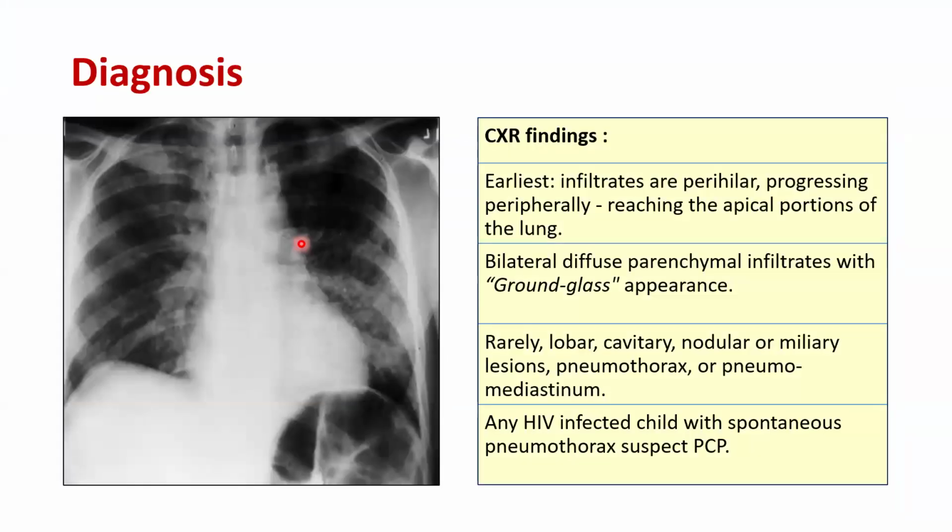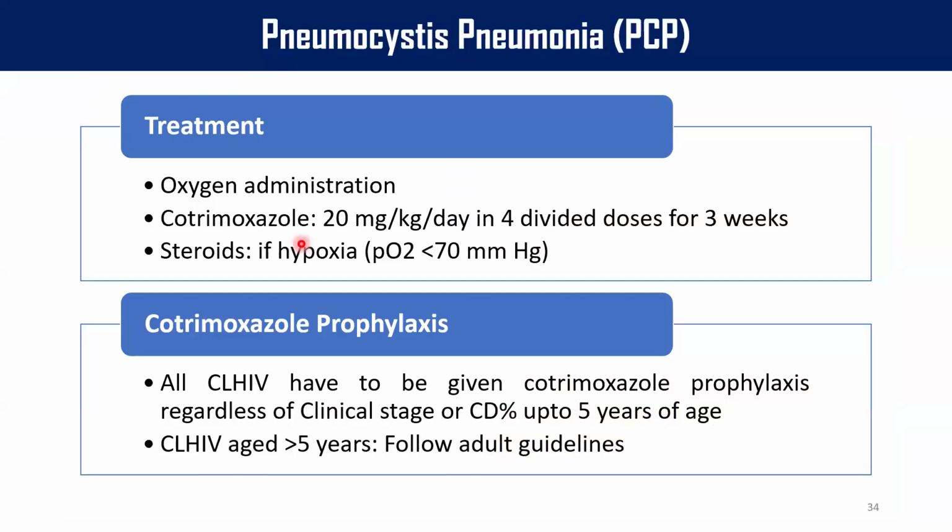So chest X-ray will show infiltrate perihilar in the initial stages, progressing peripherally, and later they may develop a ground glass appearance. And this is how the PCP pneumonia looks. The treatment is oxygen, cotrimoxazole. The dosage, remember, 20 milligram per kg per day in 4 divided doses for 3 weeks.